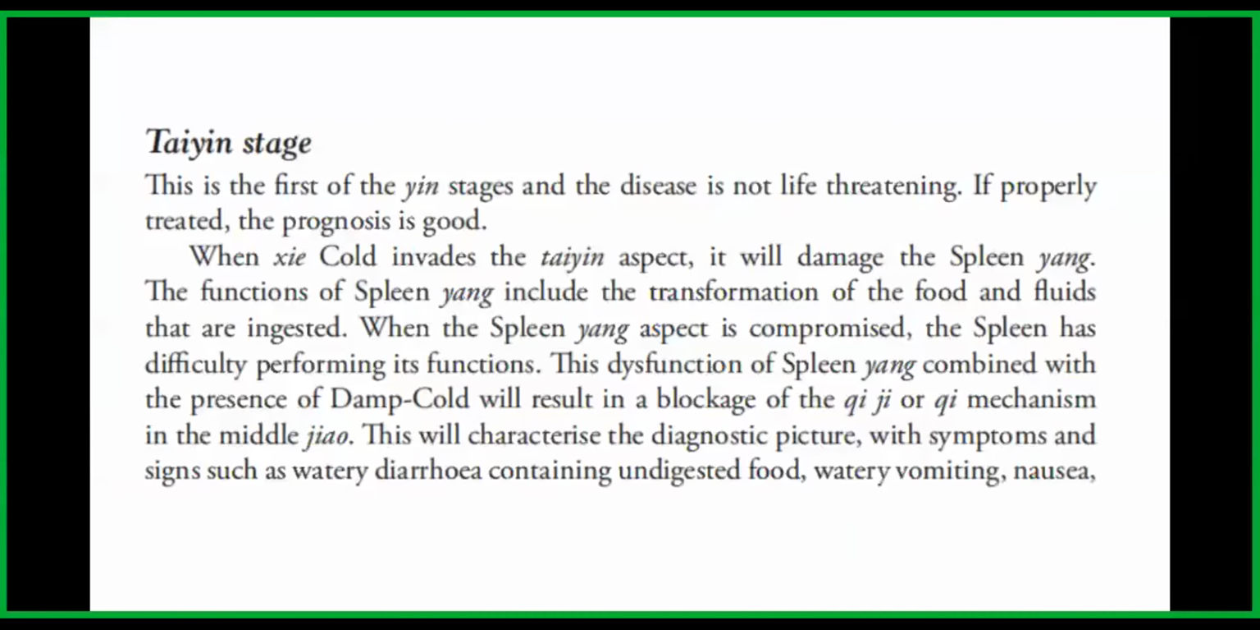Diagnosis according to 6 stages. Taiyin stage. The Taiyin stage is the first of the Yin stages, and the disease is not life-threatening. If properly treated, the prognosis is good. When qi cold invades the Taiyin aspect, it will damage the spleen yang.